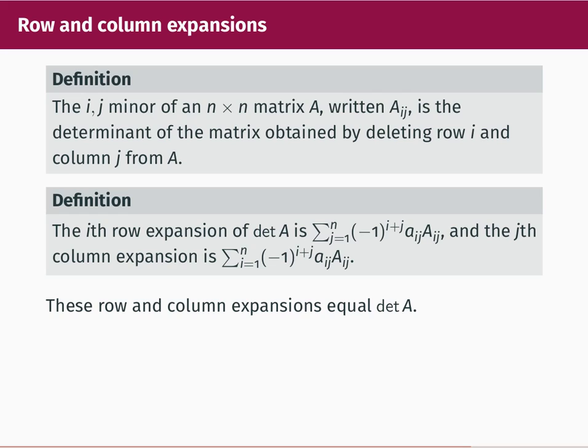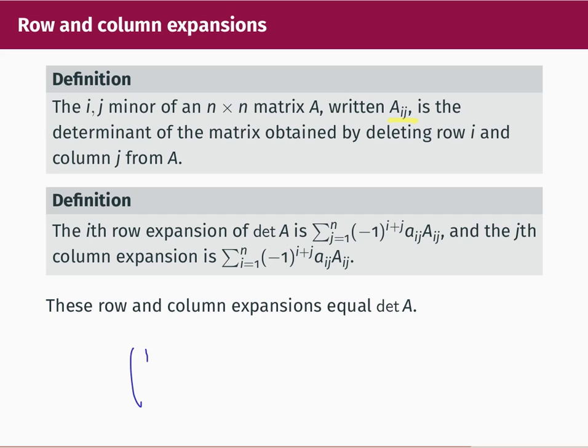Finally, we're going to introduce row and column expansions for an arbitrary determinant. To define a row and column expansion, I need to introduce the ij minor of a matrix. We write the ij minor as A subscript ij, and that is the determinant of the matrix obtained by deleting row i and column j from A.